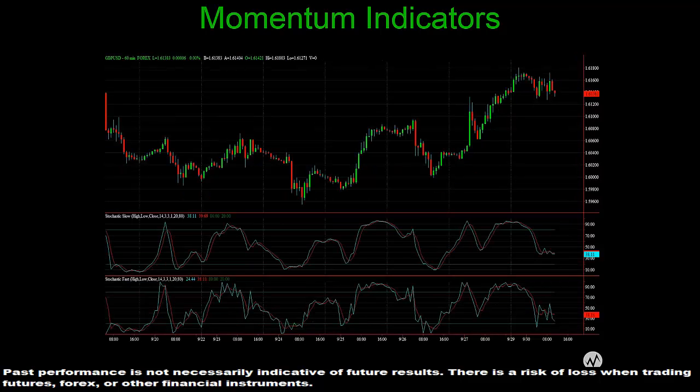Then we also have stochastics. I don't use these too much. Again, these are kind of like overbought, oversold. Again, these range between 0 and 100 for the most part. Anything below, say, 30 is considered oversold, and anything above 70 is considered overbought.